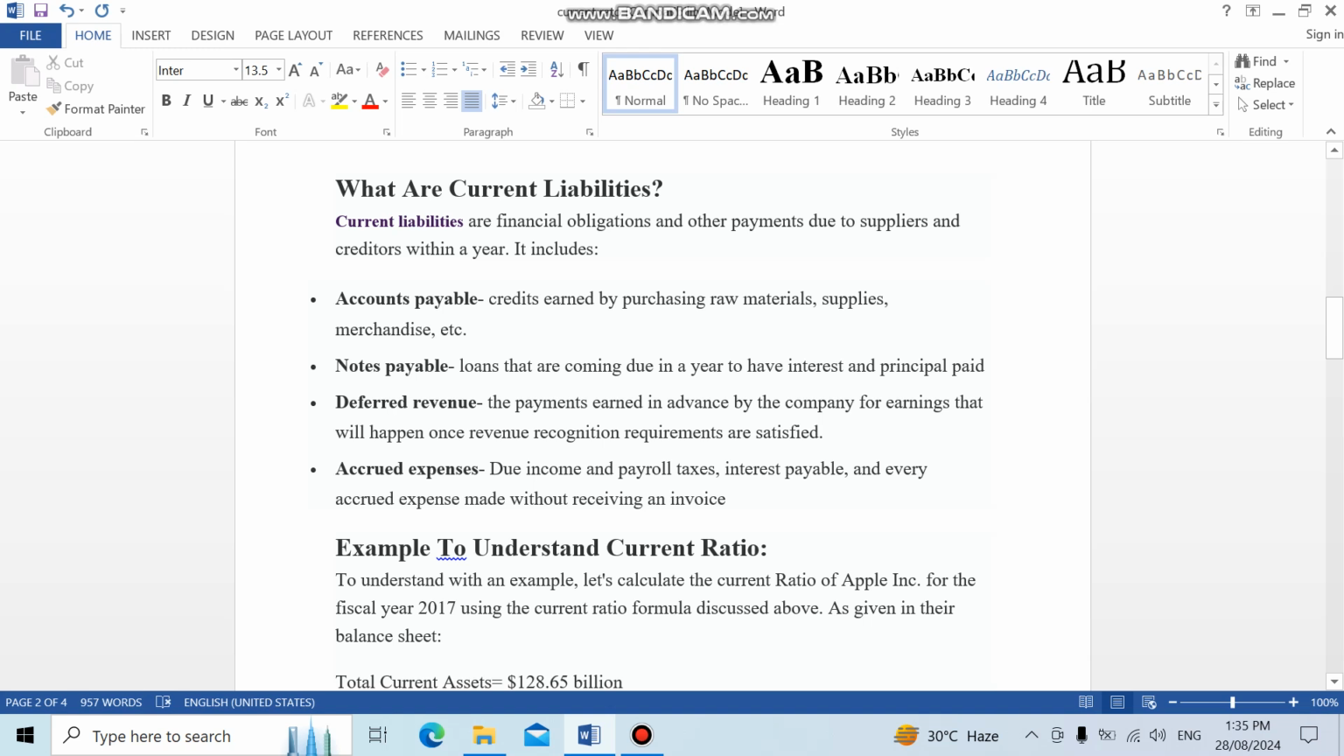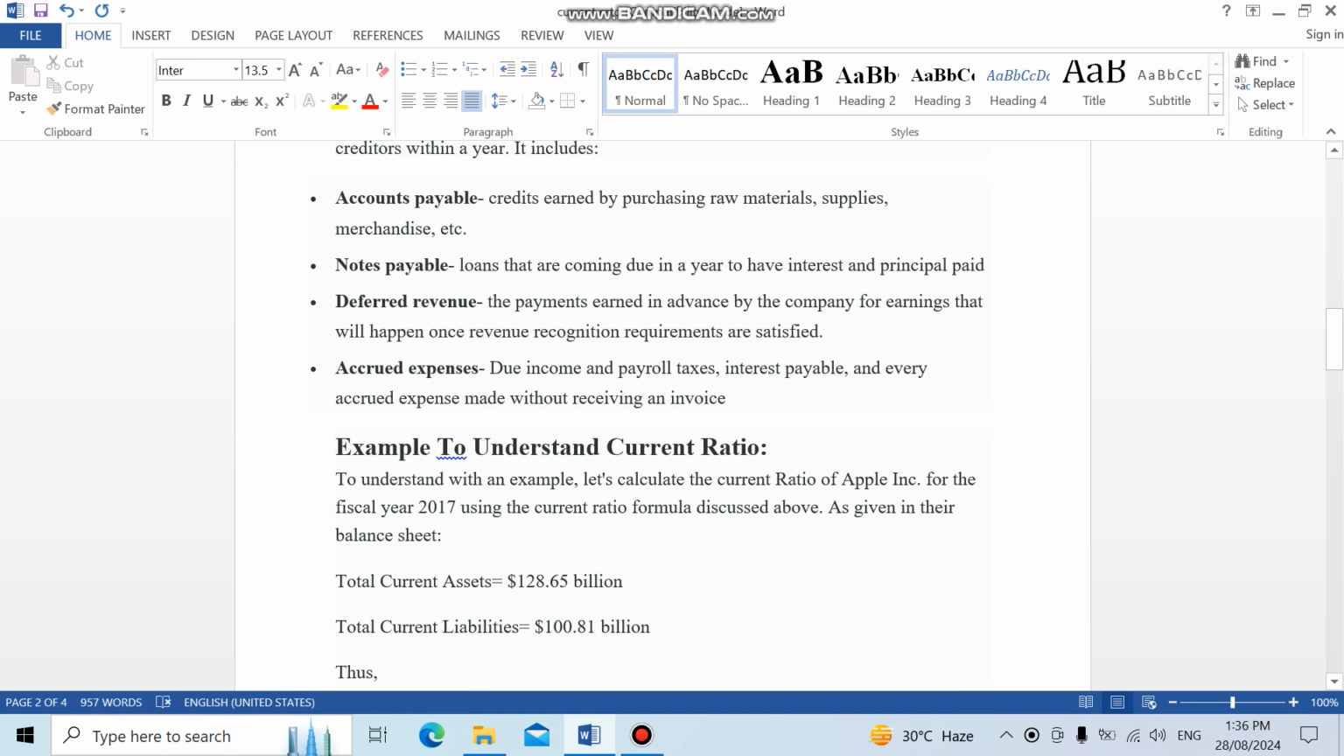Then deferred revenue, the payment received in advance by the company for earnings that will happen once revenue recognition requirements are satisfied. That is the advance that a company receives to sell its goods. Okay, I hope it is clear. Then accrued expenses, that is due income and payroll taxes that we have to pay, which are the expenses which have accrued but the payment has not been made. Interest payable, then accrued expenses made without receiving an invoice.